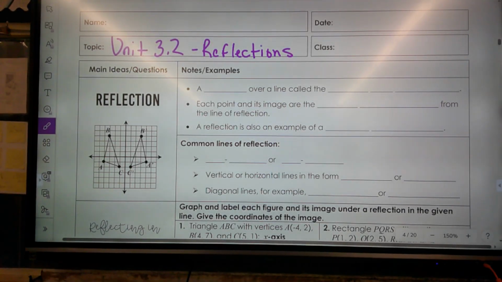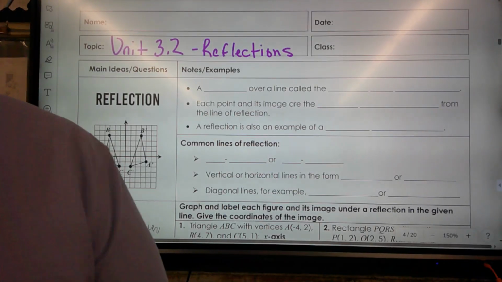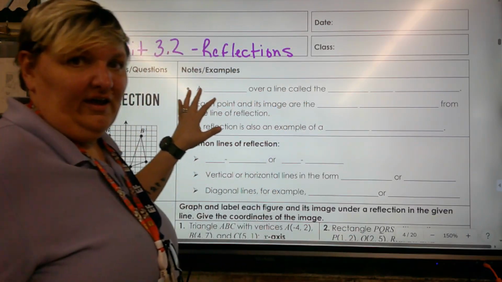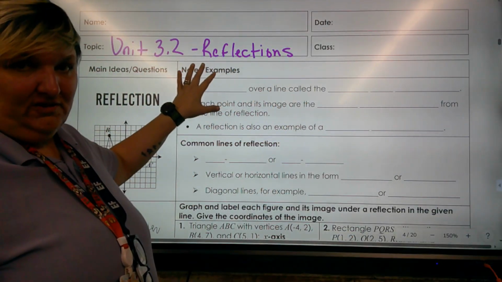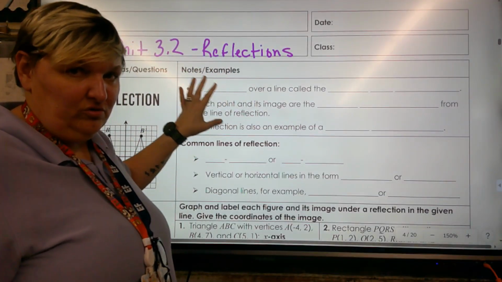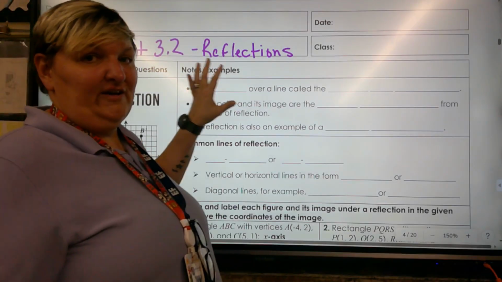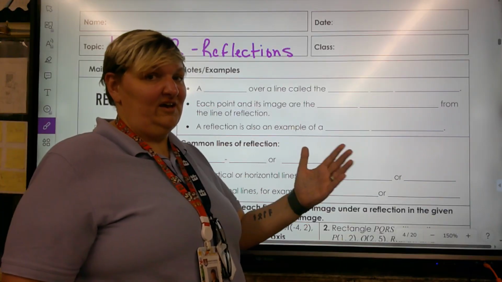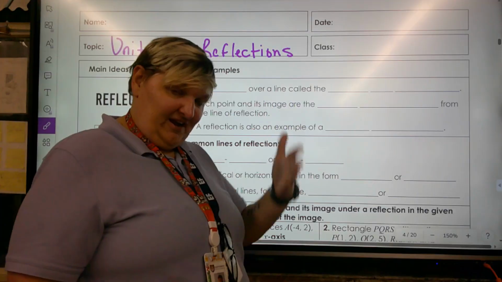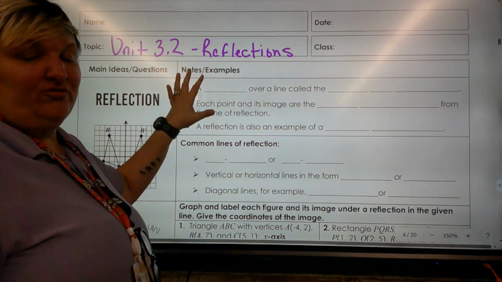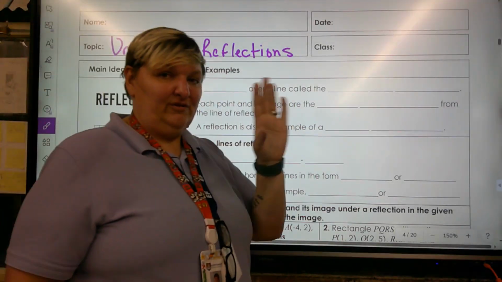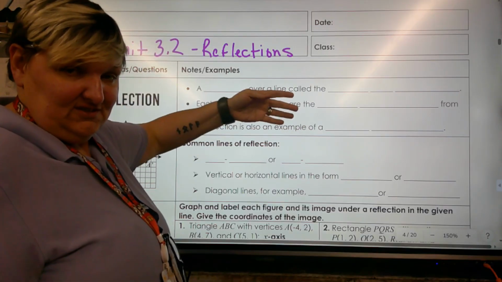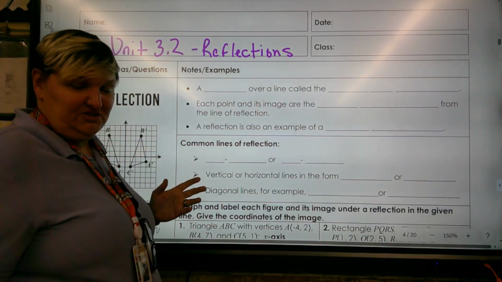All right, unit 3.2, we're still dealing with transformations. We're still looking at rigid motions. It doesn't change the size or the shape. We're just doing reflections this time, right? 3.1 was transformations. That was slide to the left, slide to the right, slide up and down on the y-axis. This one is reflections, right? We're literally going to reflect something over the y-axis or over the x-axis, right? But it's still a rigid motion transformation.